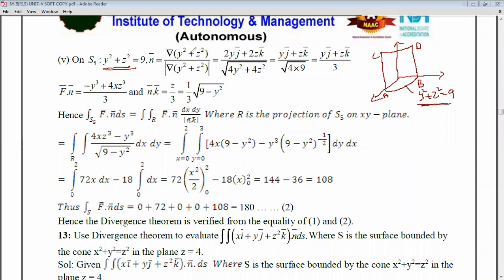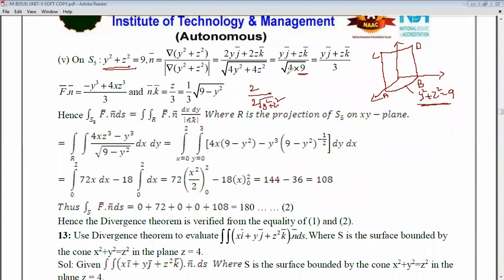So the derivative of this with respect to x is nothing but 0, and with respect to y is 2yz j, and with respect to z is 2z k, divided by the square root of this, which is nothing but 4y² + 4z². Here 2 is common. After taking 2 as common, and here also the square root of 4 is nothing but 2, and the remaining is the square root of y² + z². So y² + z² is equal to how much? 9.